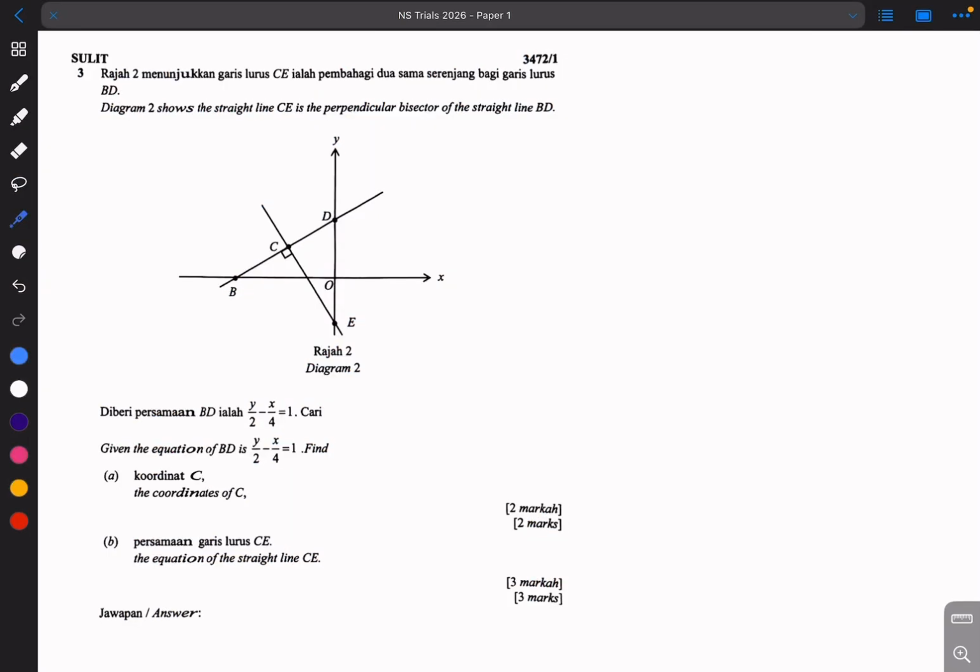Question 3. Diagram 2 shows the straight line CE is a perpendicular bisector of the straight line BD. So this is the perpendicular bisector of this line. Perpendicular bisector means it bisects right in the middle, so these two are the same length. Therefore, point C is actually the midpoint of B and D. They gave us the equation of BD and asked us to find the coordinates of C.